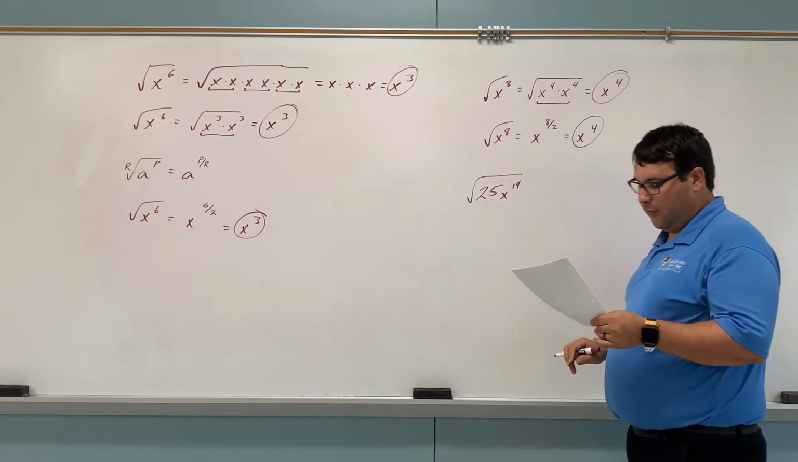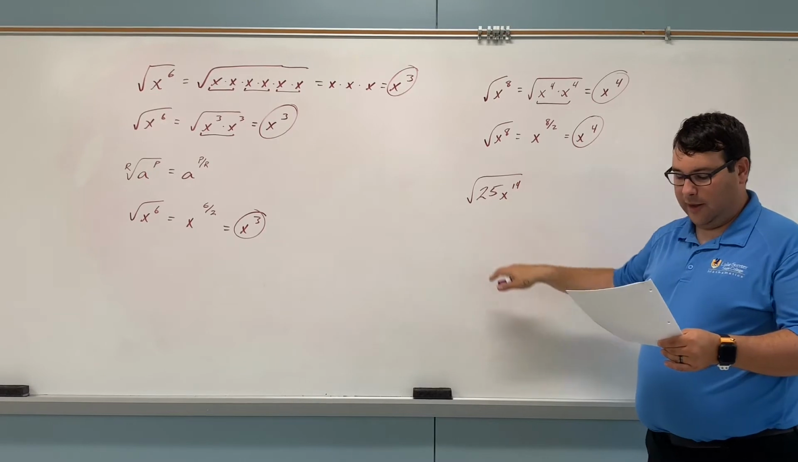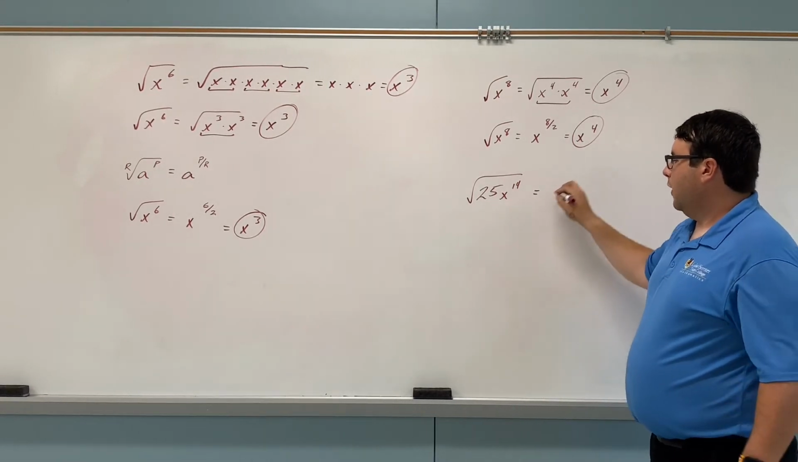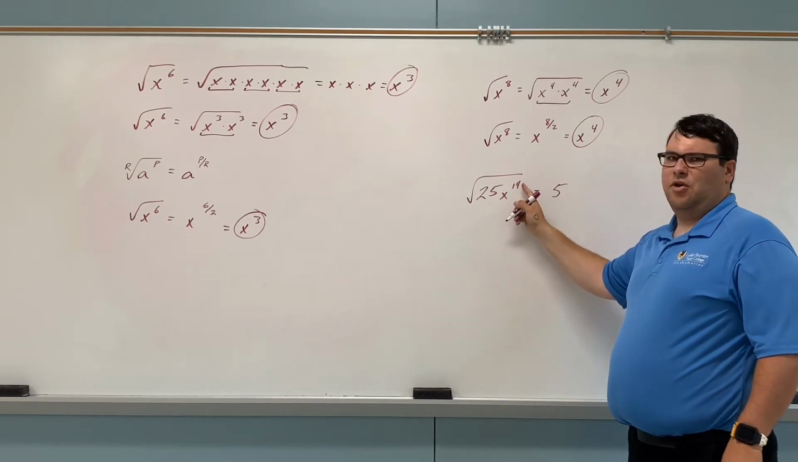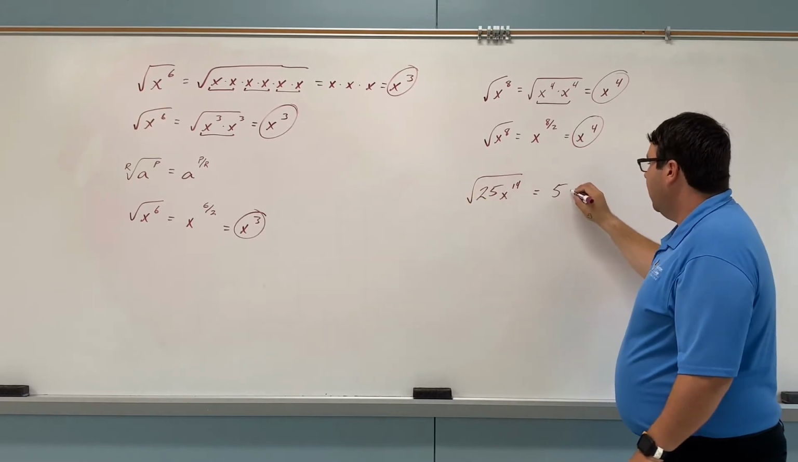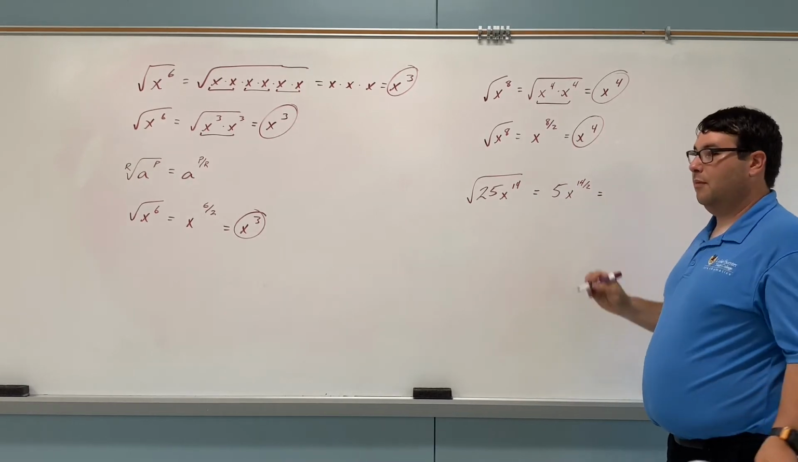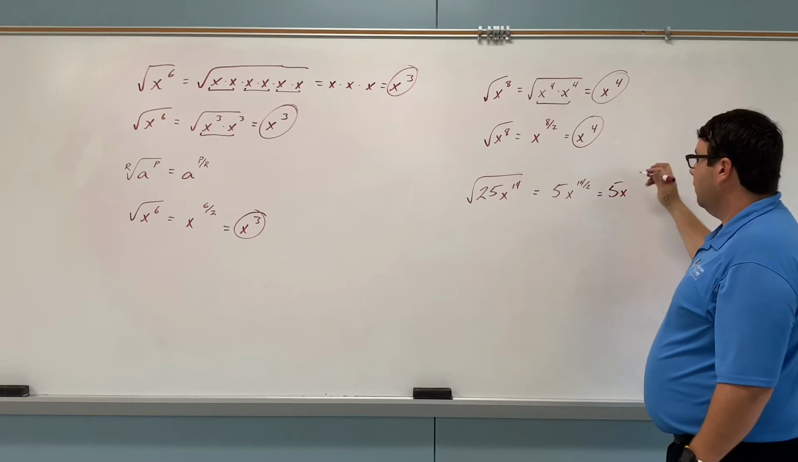Let's say I have 25x to the 14th as my radicand. So I'm taking the square root here. Square root of 25 is 5. And then I have x to the 14th. Who wants to break that down? Why don't I say 14 divided by 2? I could do that. What's 14 divided by 2? 7. So I have 5x to the 7th.